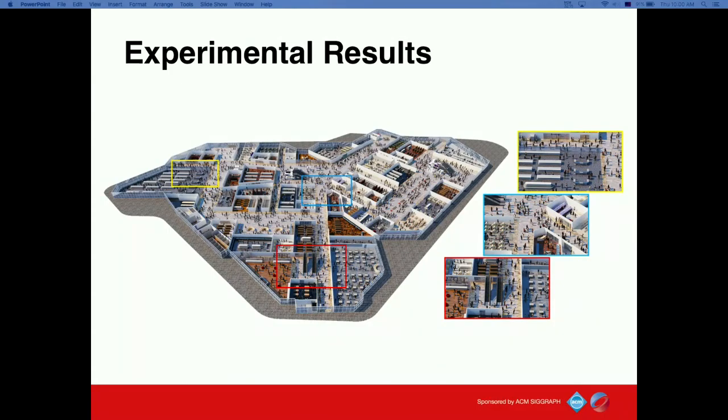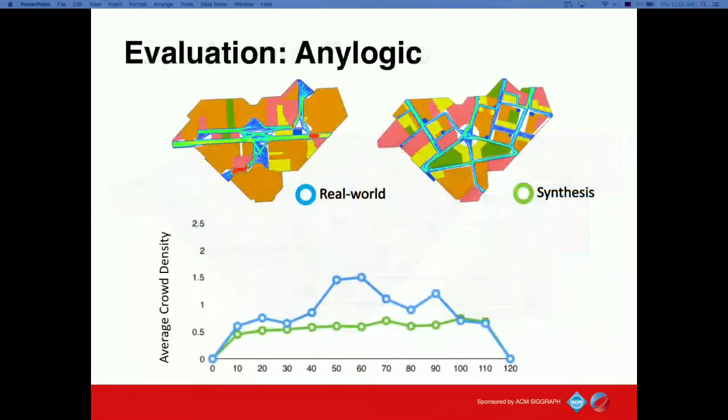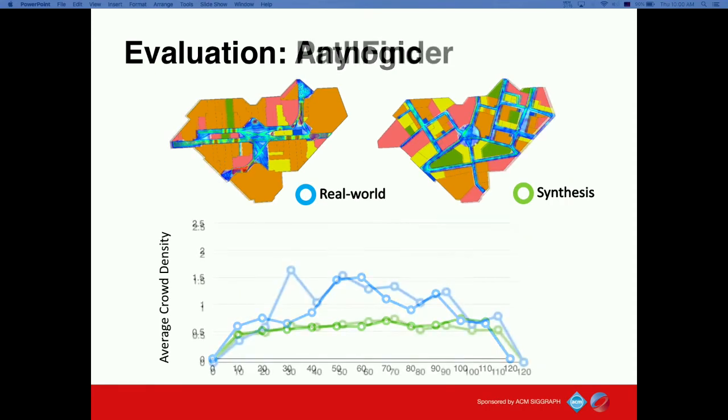In addition, we have evaluated the synthesized layouts with 2 third-party cross-simulation software, AnyLogic and Pathfinder. Regarding the common metric of these two software, average crowd density, the real-world layouts show a higher possibility of causing crowdedness than our synthesis does. Okay, this is with AnyLogic. And this is with Pathfinder. The evaluation results are similar.